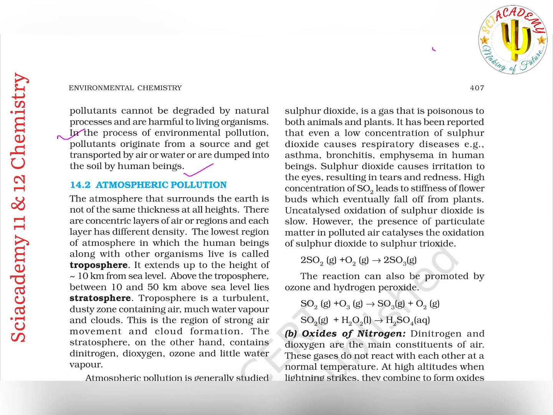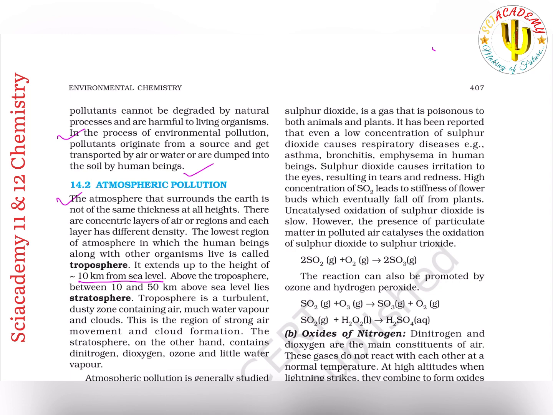14.2 Atmospheric pollution. The atmosphere that surrounds the Earth is not of the same thickness at all heights. There are concentric layers of air or regions, and each layer has different density. The lowest region of atmosphere in which human beings, along with other organisms, live is called troposphere. It extends up to the height of about 10 km from the sea level.